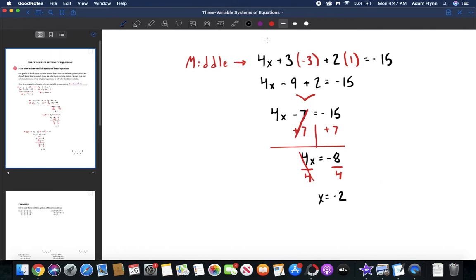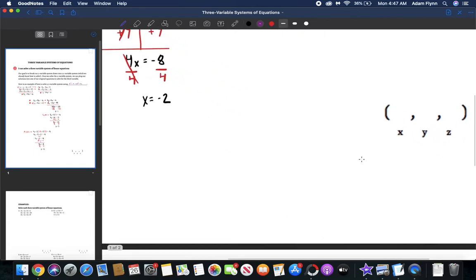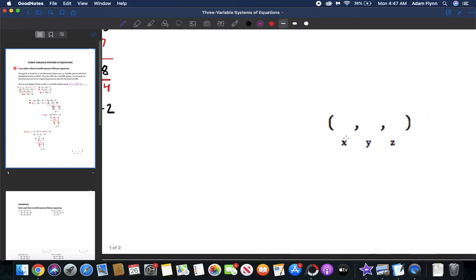Okay, so for my system of equations, or as my ordered triplet, if you will, I got negative 2 for x, negative 3 for y, and 1 for z. So that's how I would be looking for your answers.